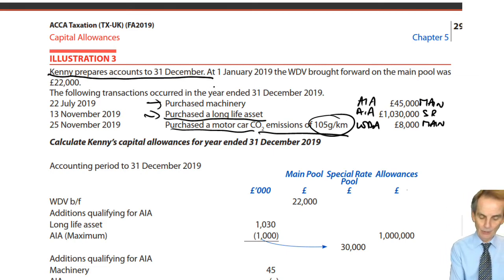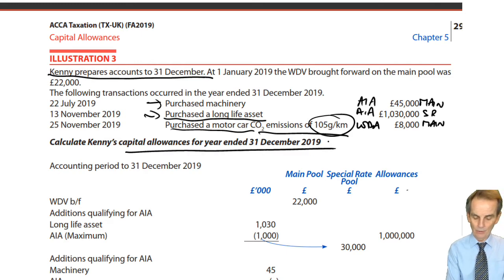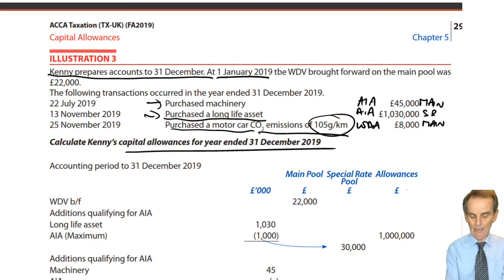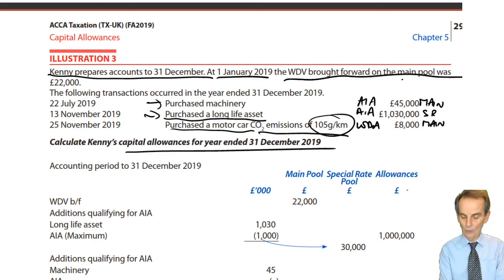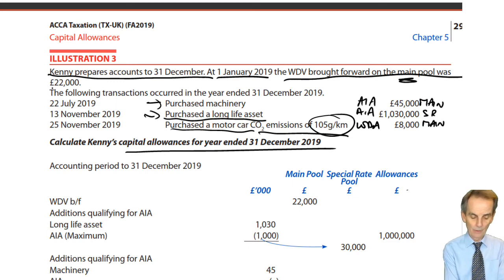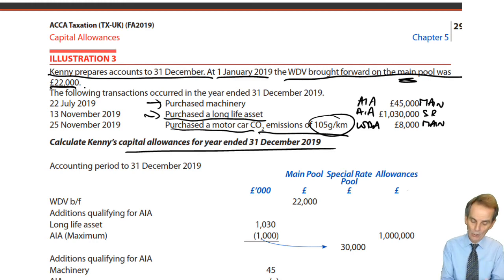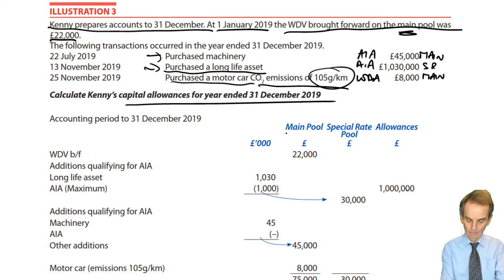Kenny prepares accounts to 31st of December. We've got to do the computation for the year ended December 19. At the start of that accounting period, Jan 19, the written down value brought forward on the main pool was £22,000. Right, we start with a main pool, so clearly we'll need that column.